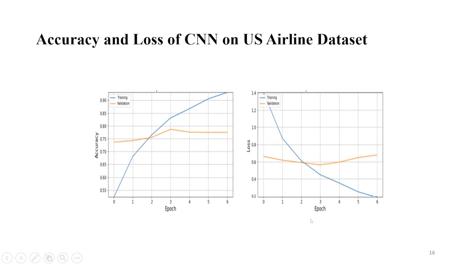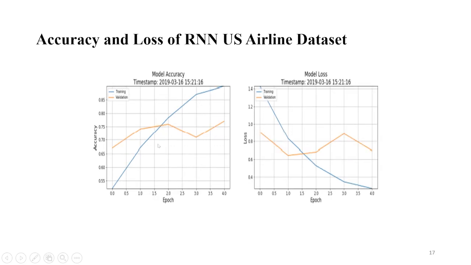So this is a representation of accuracy and loss of CNN on the US airline dataset. Accuracy and loss graphs are given. The accuracy is around 75% in the case of CNN, and the loss goes up to 0.7. So that means the loss is less here. Accuracy is 75%.